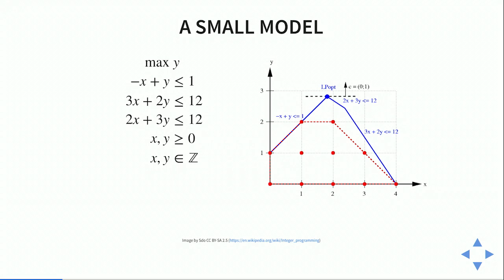But there's another constraint in this case, and that is x and y need to be integers. So they cannot have any fractional values. And that makes the problem way harder. And in this case, it reduces the search space a bit more, and only those red dots are now valid solutions. So the optimal solution would be y equals 2, because that's the highest integer value you can achieve. So here we have 2 optimal solutions, y equals 2 and x equals 1, or x equals 2.